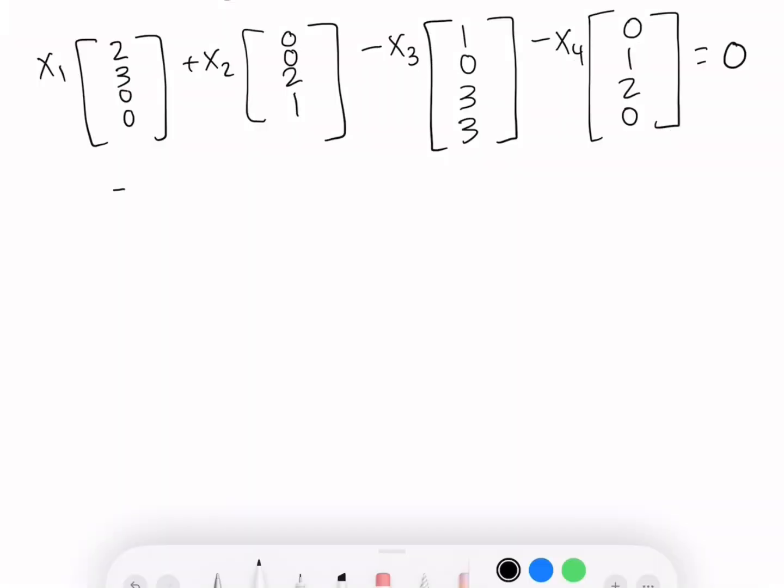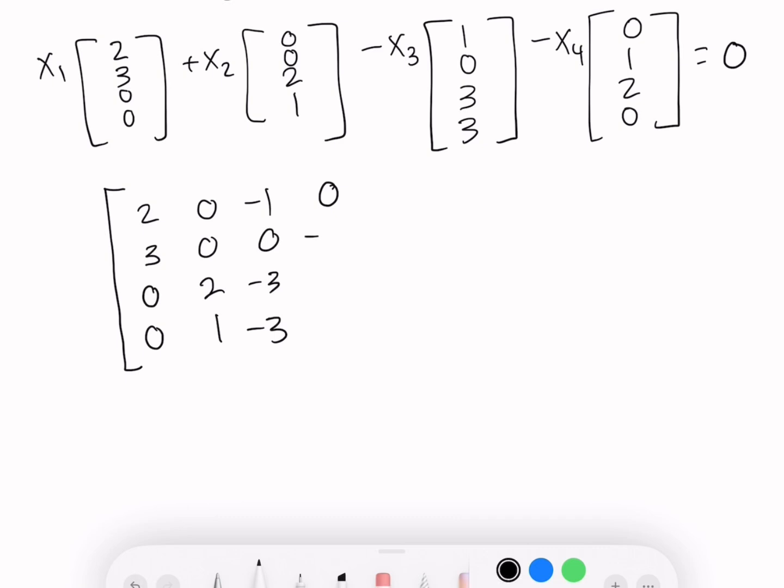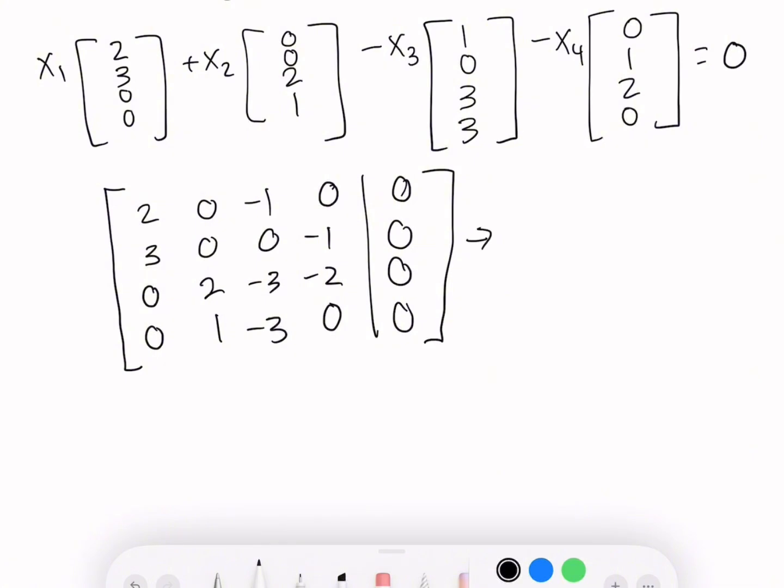So now we can write this into an augmented matrix and make sure that the third and fourth vectors are negated because of the negatives in front of them. So negative 1, 0, negative 3, negative 3, 0, negative 1, negative 2, 0. And now all we have to do is solve for this matrix. So what I'm going to do is first make every row have a leading 1, so it's a bit easier.